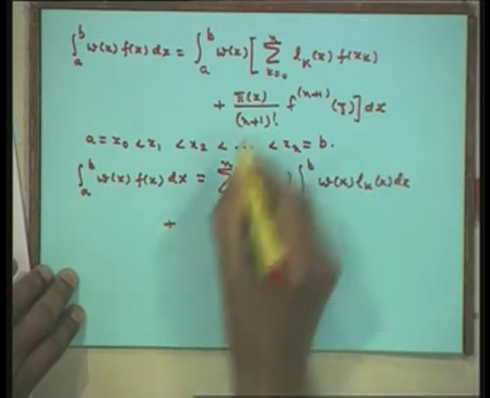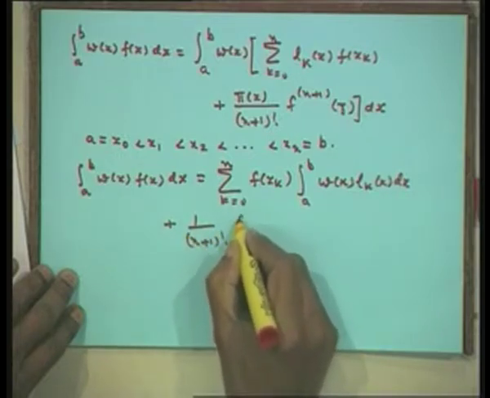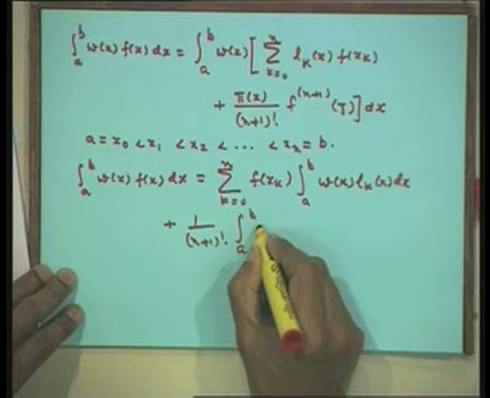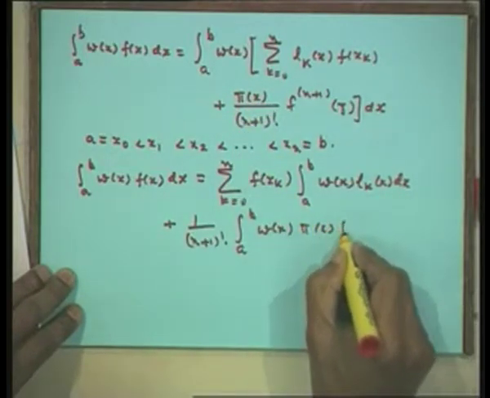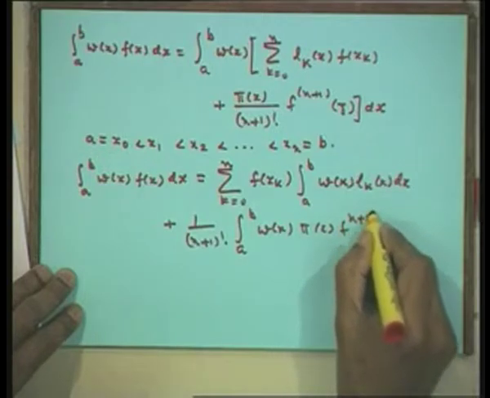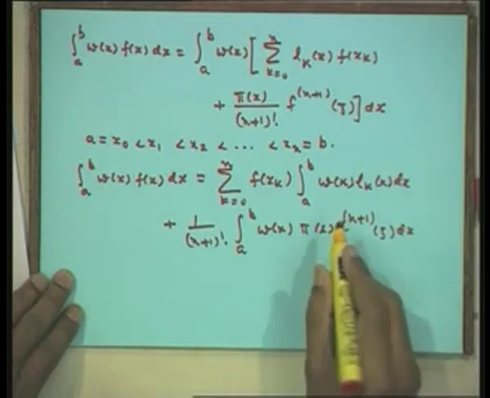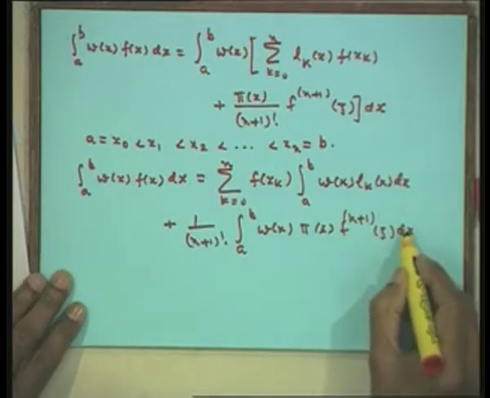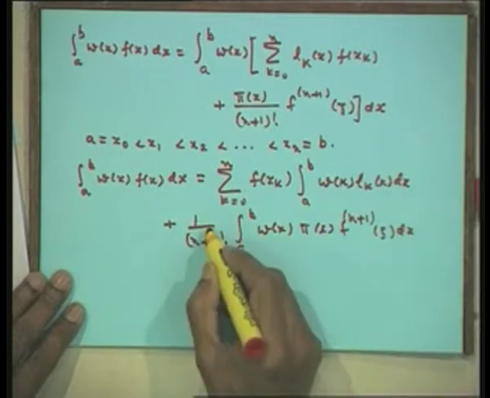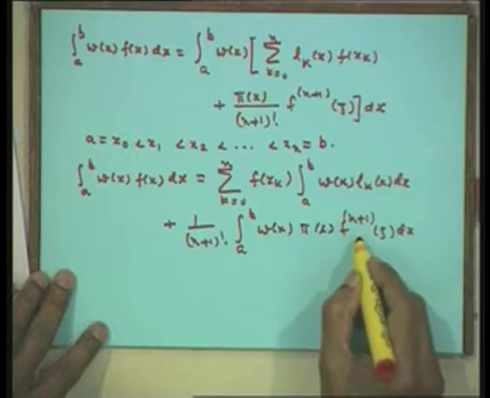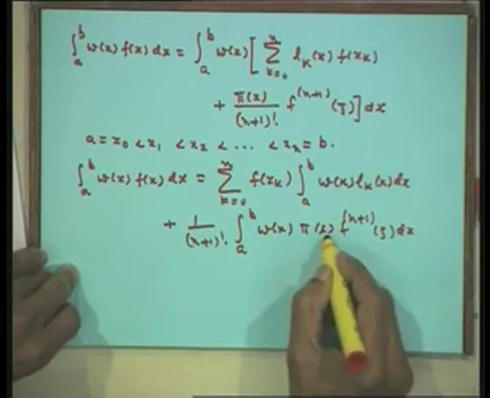plus 1 upon n plus 1 factorial integral a to b w x into pi x f of n plus 1 xi dx. Note that xi is dependent on x, therefore, I cannot take f n plus 1 xi outside the integral. It will be part of the integrand. Now, this integral is difficult for us to evaluate.